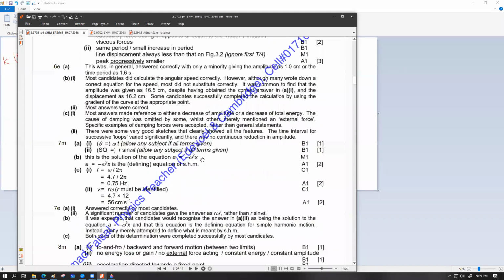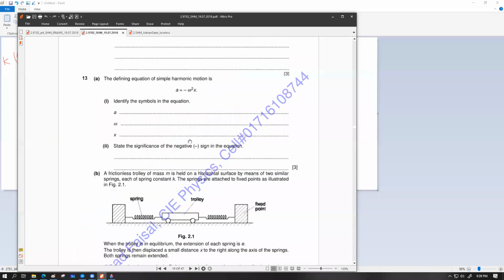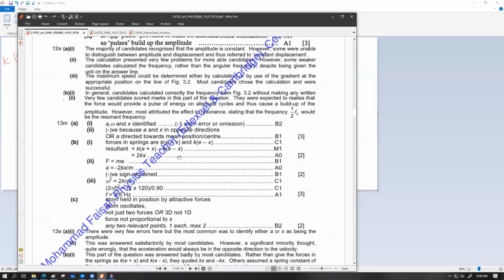এক্সামের পরে মার্কিং স্কিমে ল্যাঙ্গুয়েজ দেখি একটু আমরা, এটা কত নম্বর কোশ্চেন ছিল? 13. Atom held in position by attractive forces. Atom oscillates not just 2 forces, or 3D, or not 1D, force not perpendicular to x. Any two relevant points, 1 each, max 2.